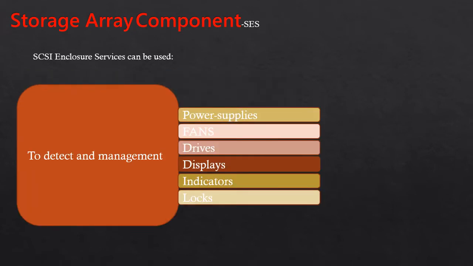The SCSI enclosure service, or SES, is a technology that provides the means to monitor and manage the health of the drive enclosure and its components. SES can be used to detect and manage the state of power supplies, fans, drives, displays, indicators, and locks. For example, we can have a threshold limit on the power supply's voltage, and if the 12-volt output of the power supply varies by plus or minus 5%, then an alert can be sent to the administrator. The SCSI enclosure service is either implemented on the enclosure controller or on the monitoring card that is installed in the drive enclosure.